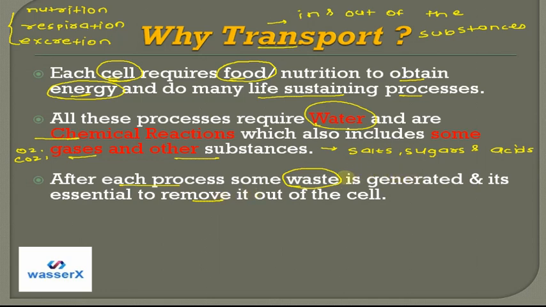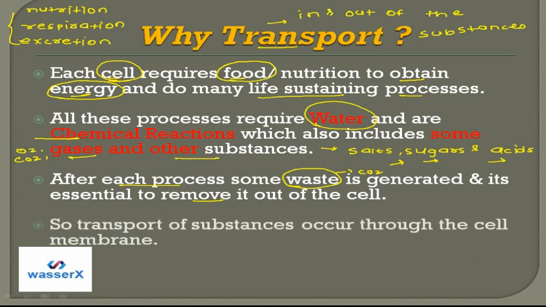Now waste can be in the form of carbon dioxide, in the form of this salt, this sugar, or some acids. Now if these things accumulate inside our cell, they will definitely poison the cell, or they can be toxic to our cell, and it can lead to cell death. So it becomes very essential to transport these substances.